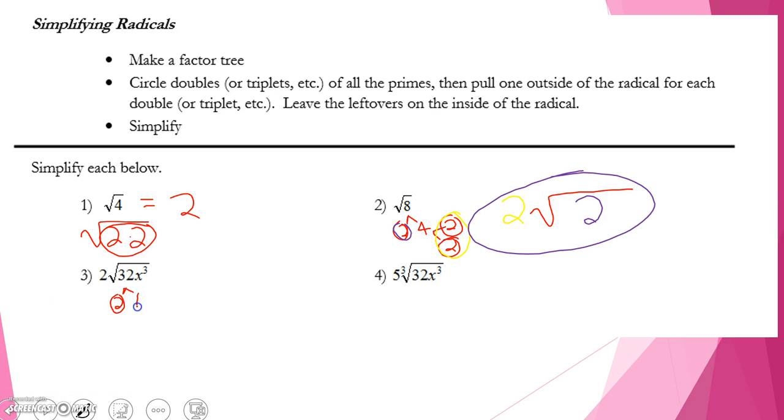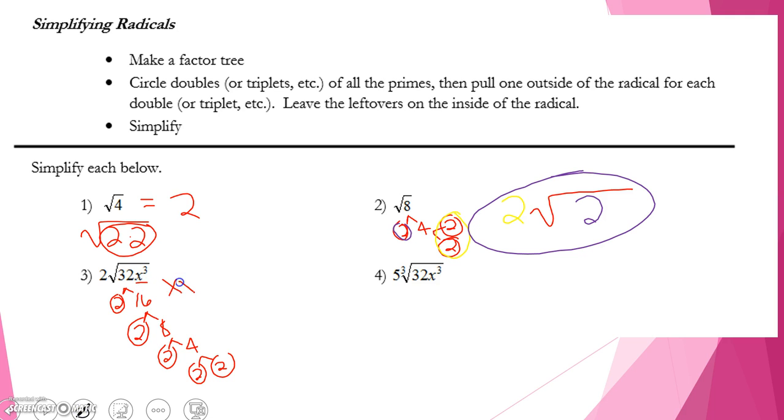All right, for number 3, I'm going to make a tree off of 32. 2 goes into 32 16 times. 2 goes into 16 8 times. 2 goes into 8 4 times. 2 goes into 4 2 times. If 2 wouldn't go into it, then you would try 3. If 3 didn't go into it, you go to the next prime number, which is 5, then 7, then 11, and so on.